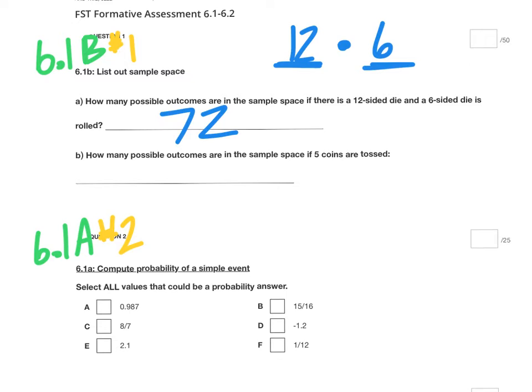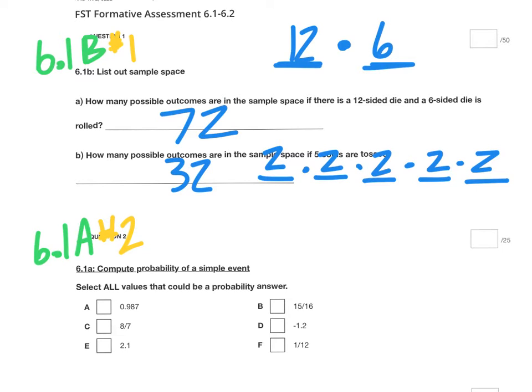The next one, how many possible outcomes are there in a sample space of 5 coins are tossed? So I'm going to do coin 1 and coin 2 and coin 3 and coin 4 and coin 5. Each coin has a heads or tails, or 2 faces, so it's going to be 2 times 2 times 2 times 2 times 2. That is 2 to the 5th, which is going to give us a total outcomes of 32.